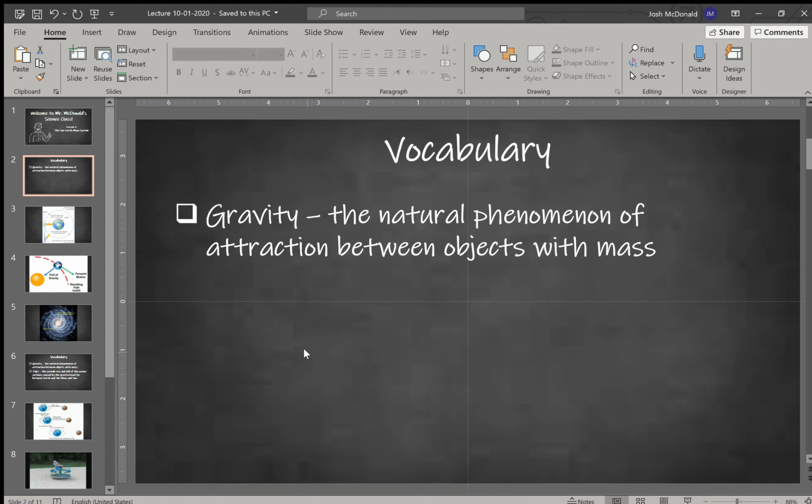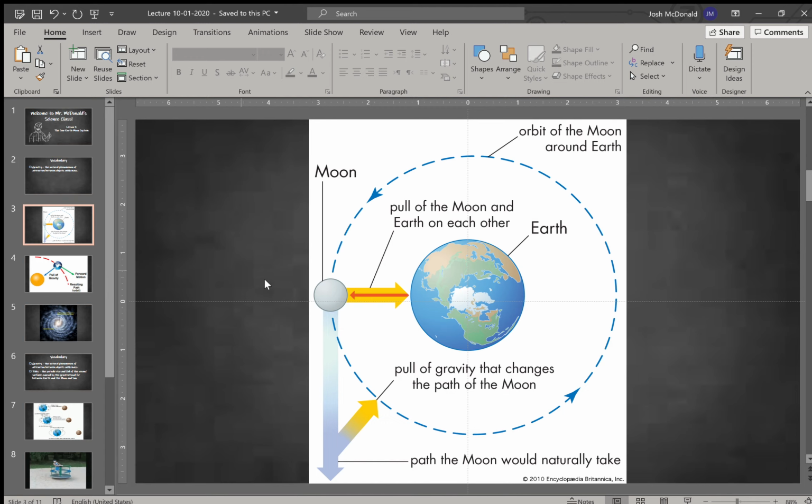Now, gravity is a phenomenon, and it causes a force. So that is that attraction between objects. So when you pick something up and you drop it, that is the effects of gravity. So what does that do here on Earth, and what does that do with the moon? Well, as we talked about, the moon orbits, revolves around the Earth. So the Earth has gravity and pulls on the moon. The moon has its own gravity, but it's also in motion.